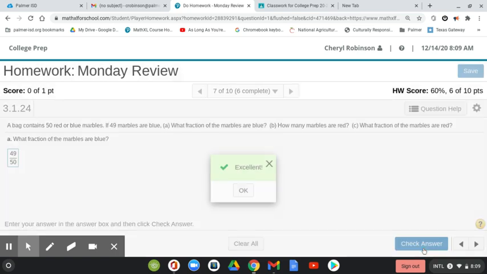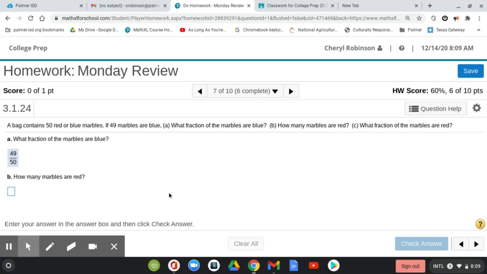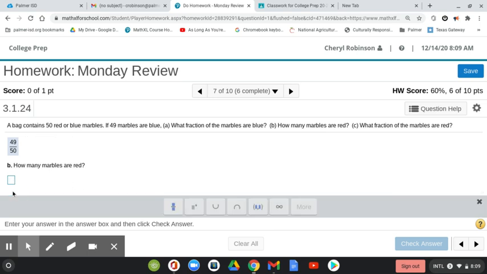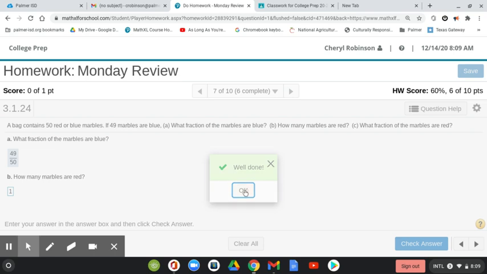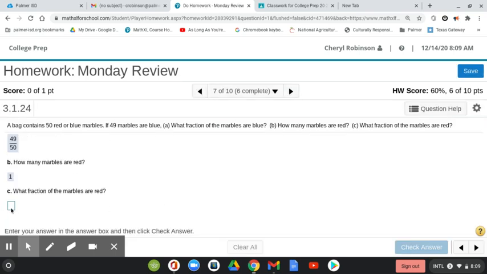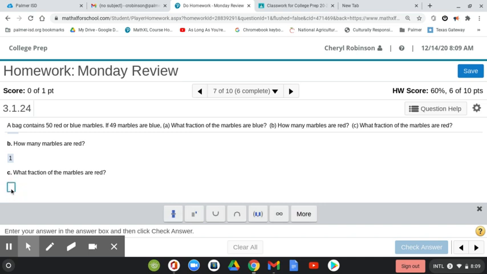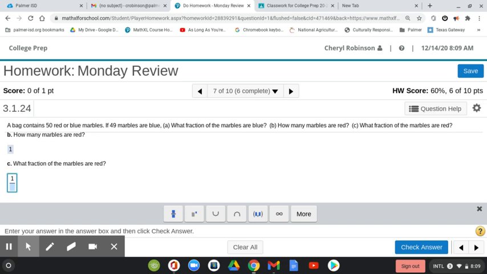Okay. So how many marbles are red? Well, the only other one, right? And what fraction of the marbles are red? And that would just be the 1 out of 50. I think you can do the division sign, yes, and it comes up. Now make sure if you can simplify it to simplify it. These just didn't simplify. Okay.